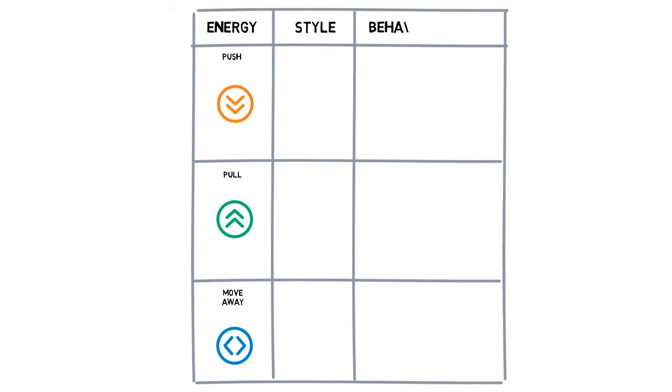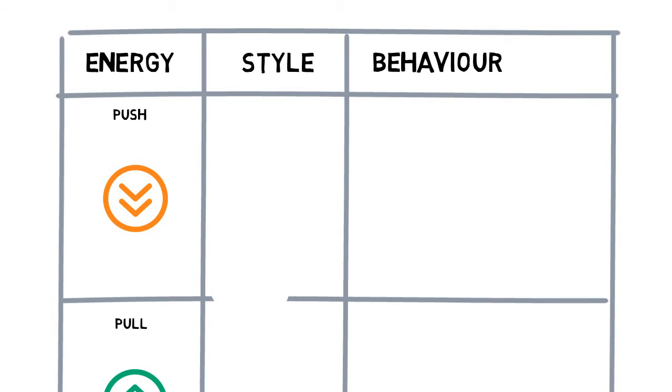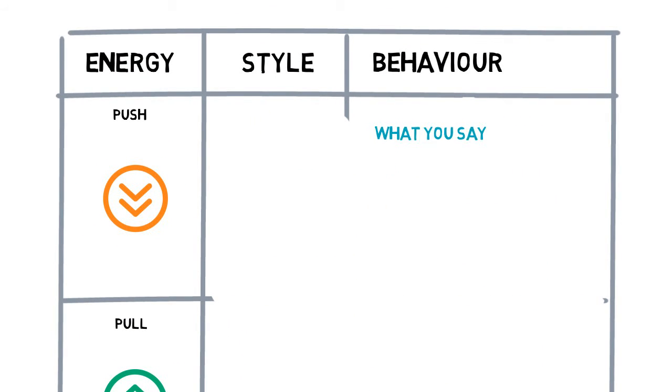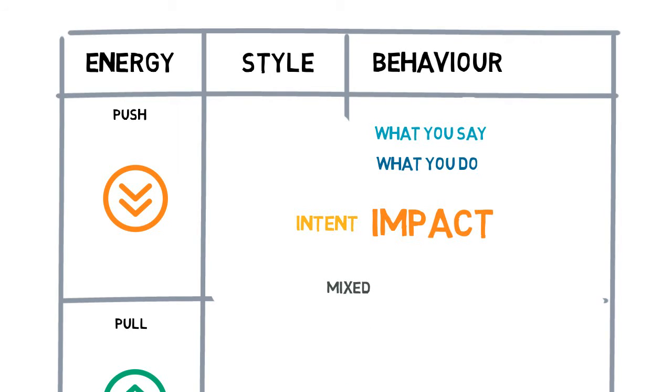Each influence style is made up of behaviours, which are the things that you say and the things that you do. When you use the behaviours within a style well and with intent, you are much more likely to have the impact that you intend. If you mix the behaviours from different styles or use behaviours without intent, then you are very likely to confuse others and the effect you wanted to have will be lost.